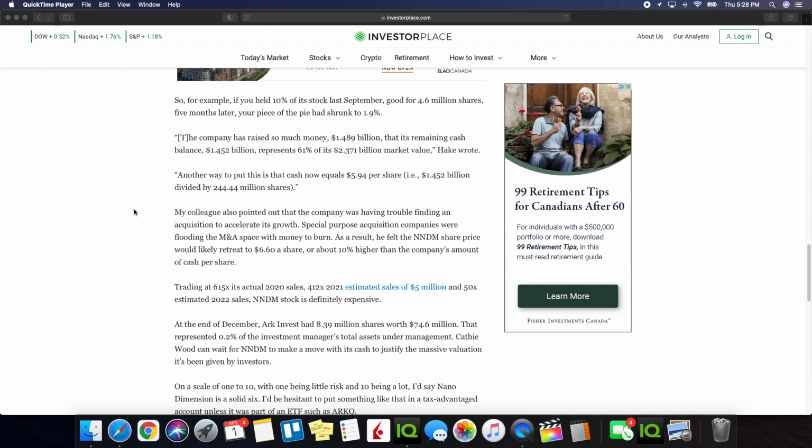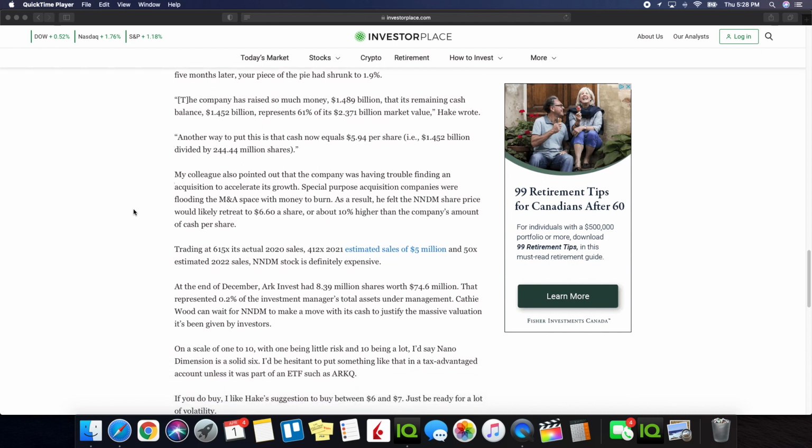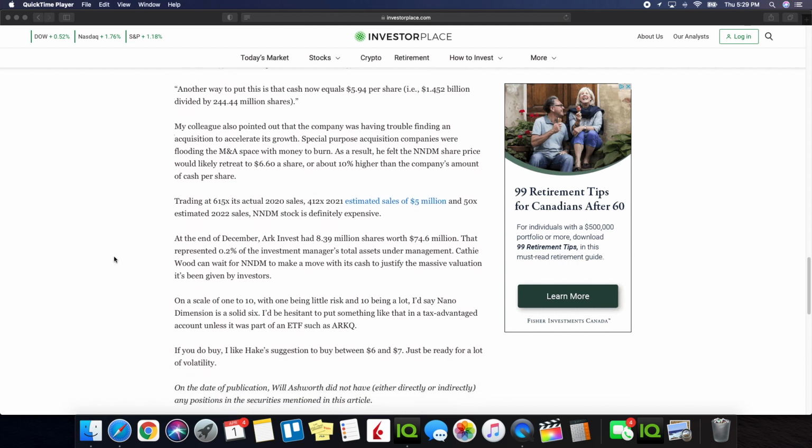My colleague also pointed out that the company was having trouble finding an acquisition to accelerate its growth. Special purpose acquisition companies were flooding the merger and acquisition space with money to burn. As a result, he felt the NNDM share price would likely retreat to $6.60 a share, or about 10% higher than the company's amount of cash per share. Trading at 615 times its actual 2020 sales, 412x 2021 estimated sales of 5 million, and 50x estimated 2022 sales, NNDM stock is definitely expensive.